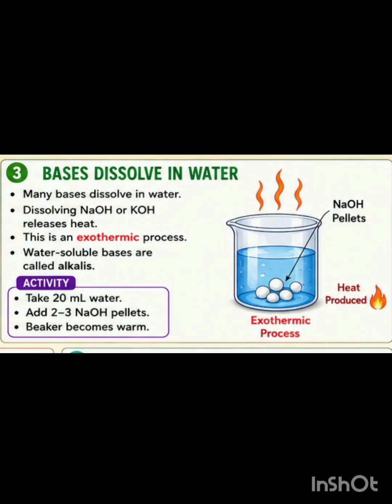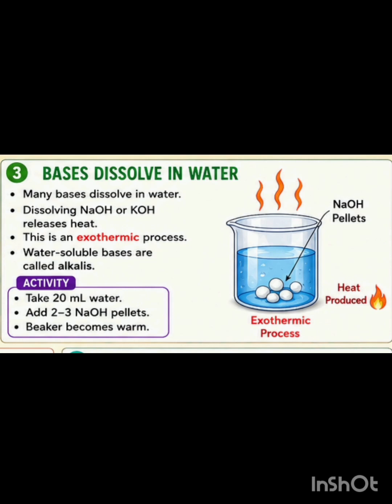What happens when we dissolve a base in water? Many bases dissolve in water and they generate heat. They release heat, the same as in acids. When acid was mixed with water, it was an exothermic reaction. Similarly, when a base is mixed with water, it is an exothermic process. Many bases do not dissolve properly in water. But those bases that dissolve in water, or are water soluble, are called alkalis.